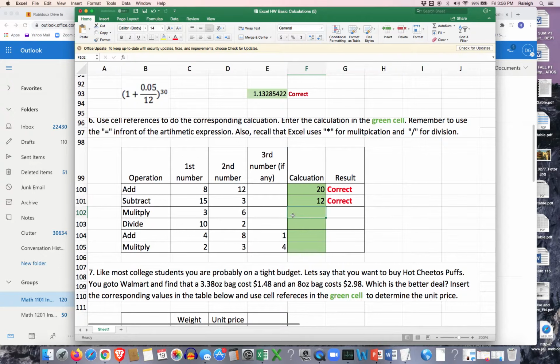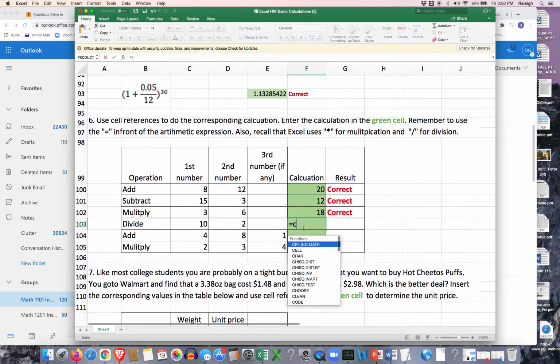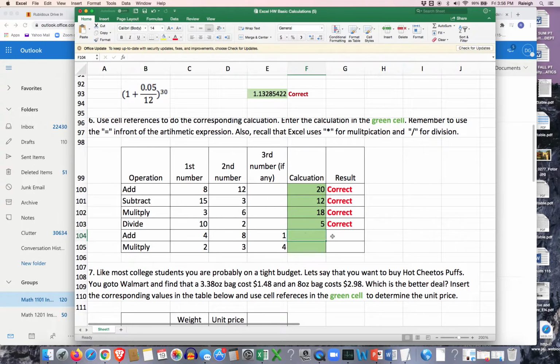Well, what we can do now is type in, we're not going to be dragging anything, just type in equals, and now we're in row 102, so C102 times D102, hit return, and 3 times 6 is 18, so we're using cell references, of course. And we're in 103 now, so equals C103 slash D103, hit return. 10 divided by 2 is 5.